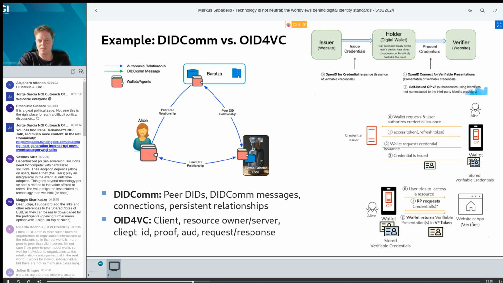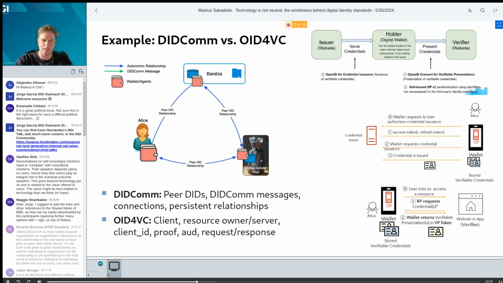In OID for VC, you always have something called a client ID to identify, and a client secret to identify one part of the transaction, but not the other part of that transaction. You have proofs of possession, another technical construct that proves that you control a certain key, again, without going too much into detail, but you have different constructs on one side of the interaction than you have on the other side of the interaction. Whereas in the DIDComm design, it's fundamentally designed to be symmetrical and based on peer interactions.